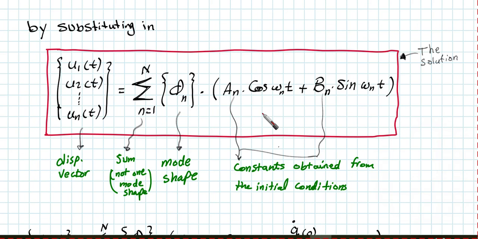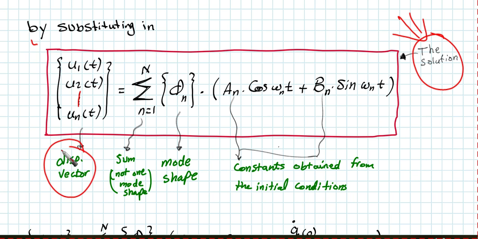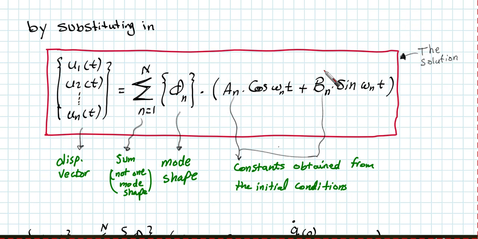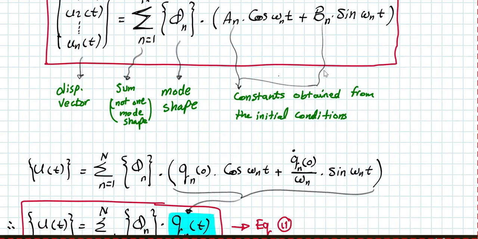Now, by substituting in the equation that we have, which is our solution of the equation of motion, we are going to find that u1 of t, u2 of t, until un of t is going to be on the left hand side, and on the right hand side we have our an and bn. So we are going to put our modal coordinates instead of that.